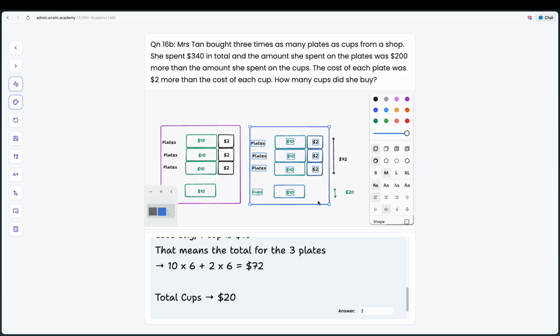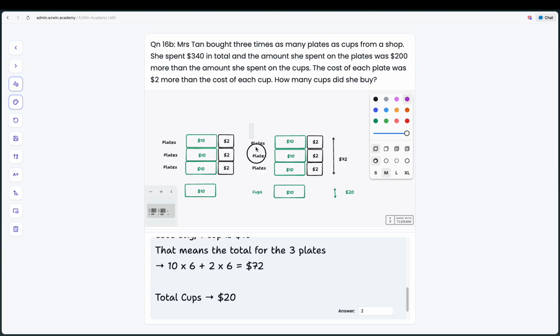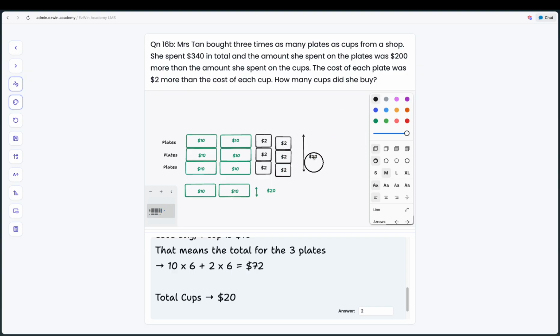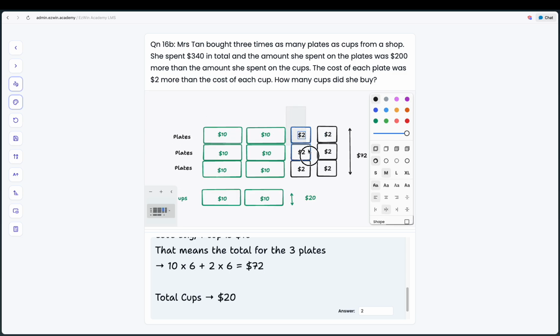So in this case, if we were to combine them, essentially, it will look something like this. So let me ungroup it and ungroup this. Let me just remove the plates and the cups. We have a total of $20. That's what I see over here. And then we have this $2 like this. We have $10 and $2, we arrange it like this, $22, $2, and then we have $72. So from what we see over here, and since we know the number of plates, then we can just divide it by 3 to get the number of cups, right?